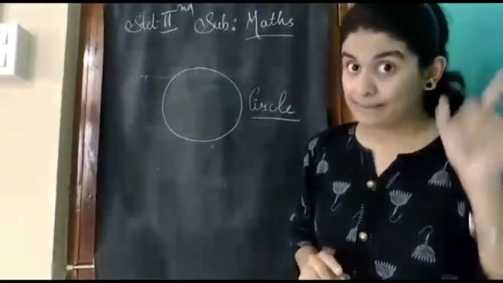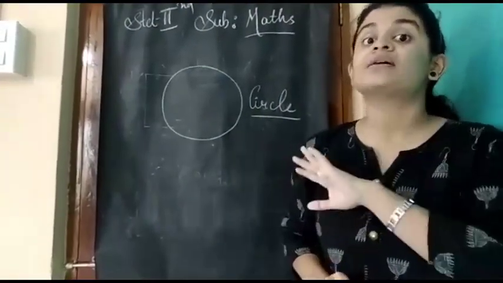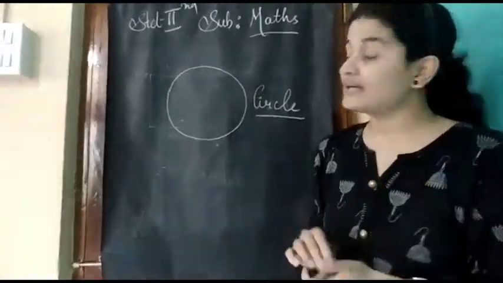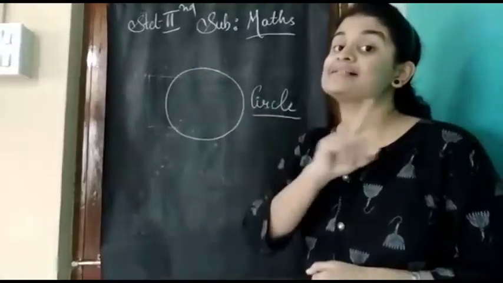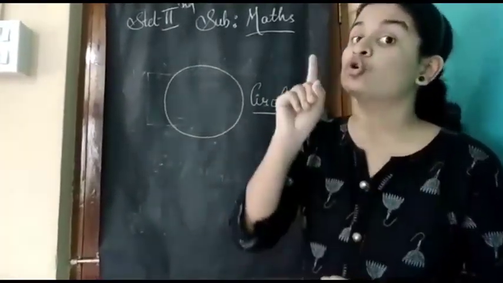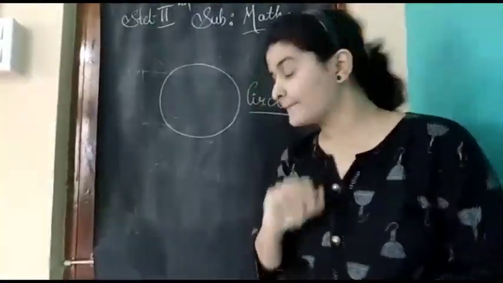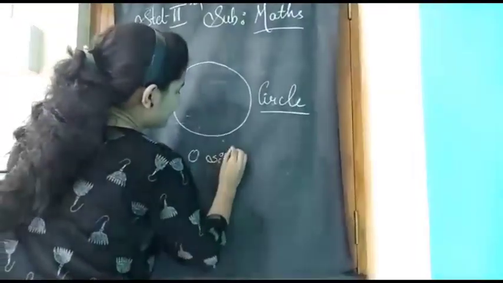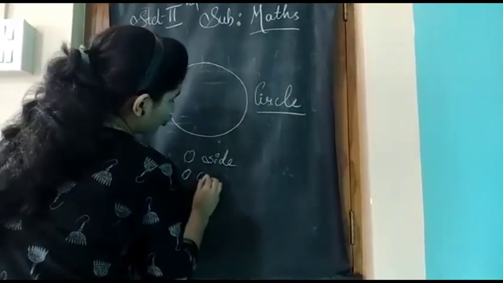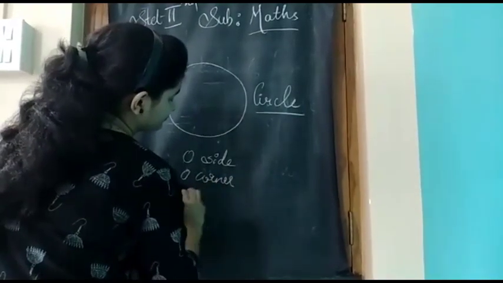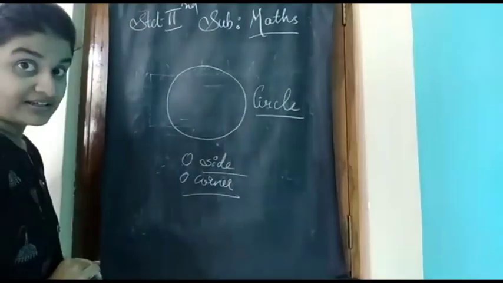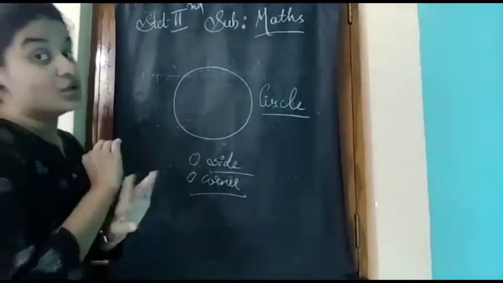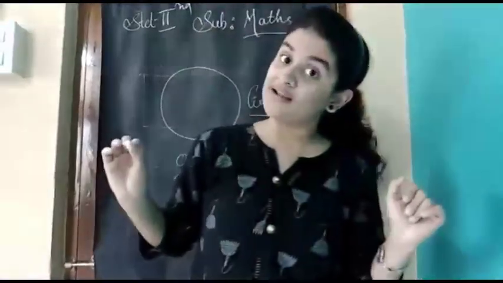Students, always keep in mind a circle has no side and no corner. Understood? This figure has no side and no corner. Okay? That is zero side and zero corner. Understood? This figure is known as circle and it has no side and no corner.